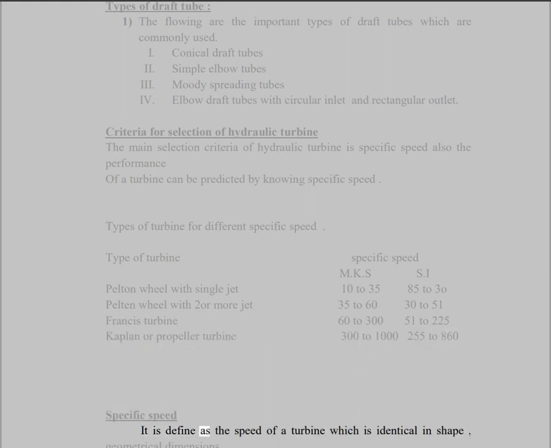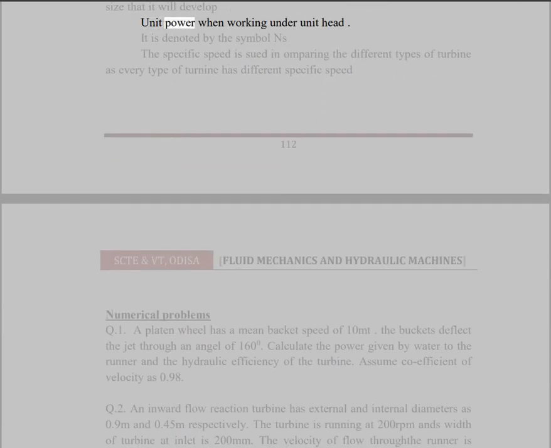Specific speed. It is defined as the speed of a turbine which is identical in shape, geometrical dimensions, blade angles, gate openings, etc., with the actual turbine, but of such a size that it will develop unit power when working under unit head. It is denoted by the symbol Ns. The specific speed is used in comparing the different types of turbine, as every type of turbine has a different specific speed.